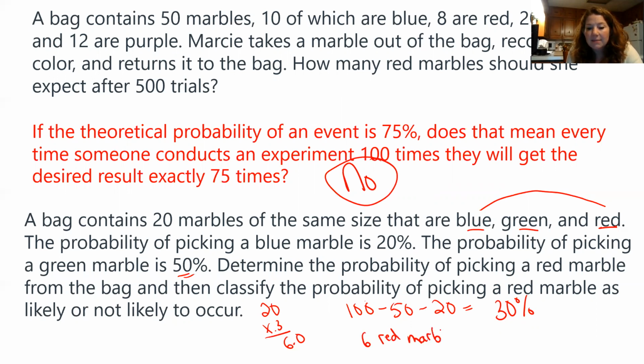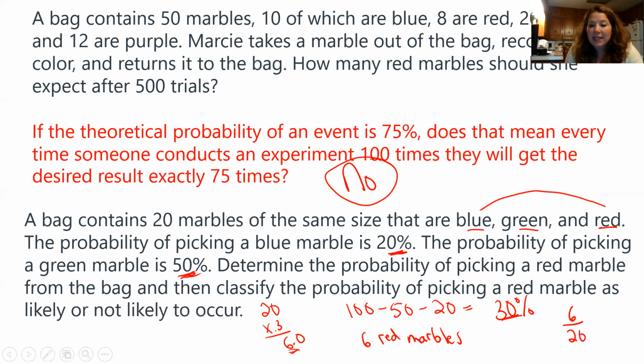Did that make sense? If you add up these two percents, you get 70%, which means the rest of the 100% have to be red, which means 30% of them. Well, 30% of 20 is 6 red marbles. So 6 out of 20.